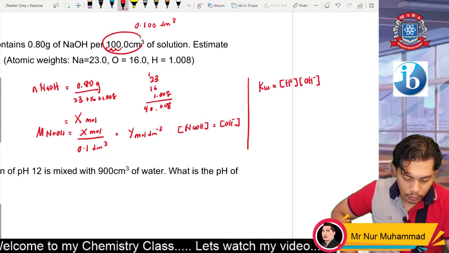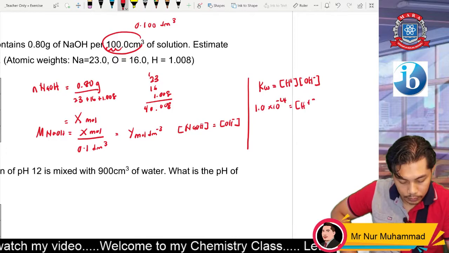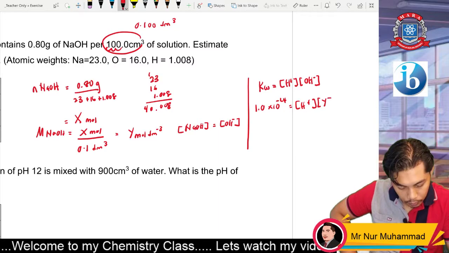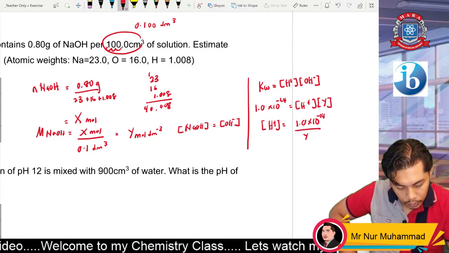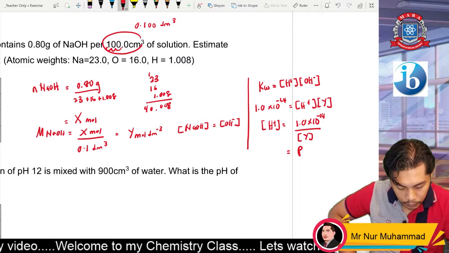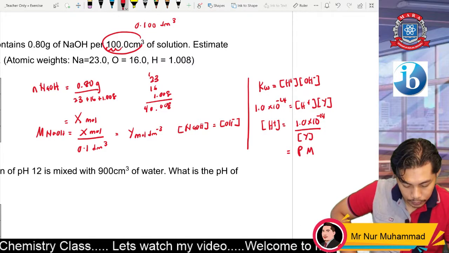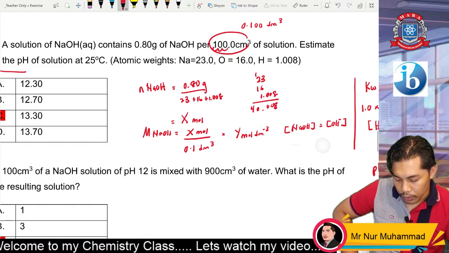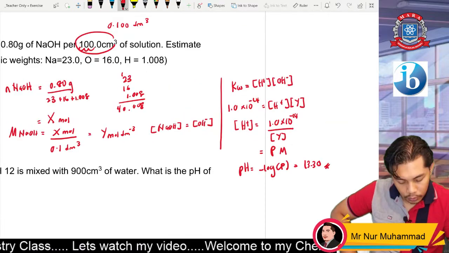1.0 times 10 negative 14 is equal to the hydrogen ion concentration times Y, so the concentration of hydrogen ion is equal to 1.0 times 10 negative 14 divided by Y. I'm not going to calculate it, you have to calculate by yourself. Let's say the concentration is P molar, or mole per decimeter cube. From this concentration we can calculate the pH, which is negative log P, and you will find the answer is 13.30. Try to calculate by yourself.